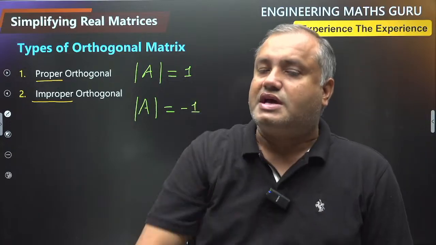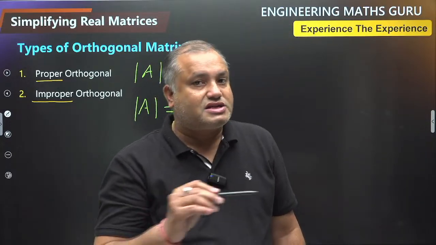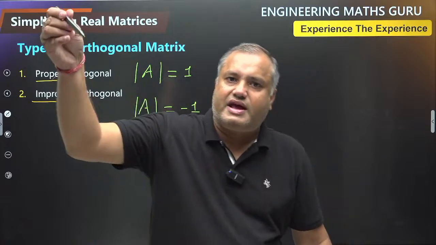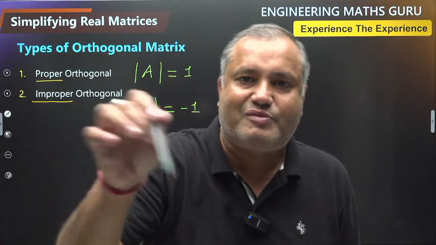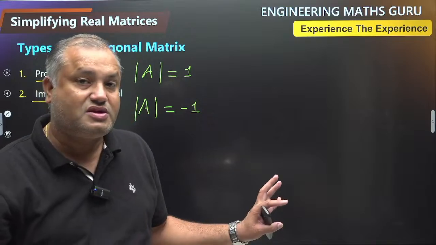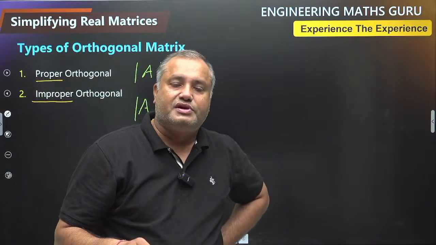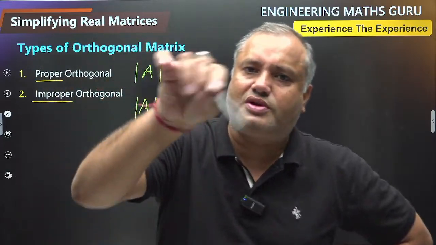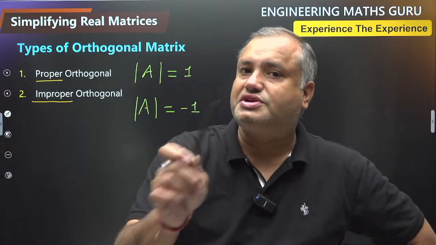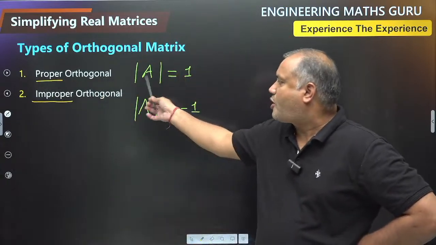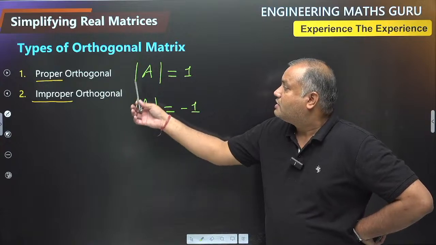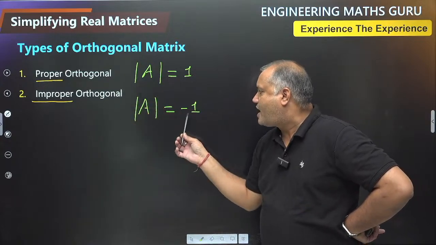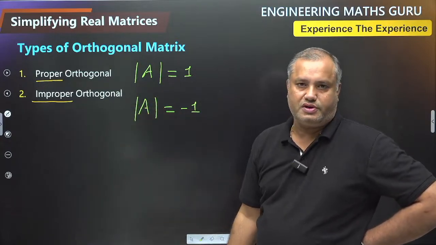Mind my words, keep in your mind that it does not mean that any matrix having determinant value plus 1 or minus 1 will be orthogonal. No, not at all. What is the concept? If you are having an orthogonal matrix whose determinant is plus 1, then it is proper orthogonal, and if your orthogonal matrix is having determinant minus 1, it is called improper orthogonal. That's it.